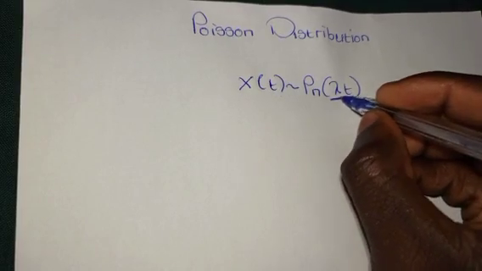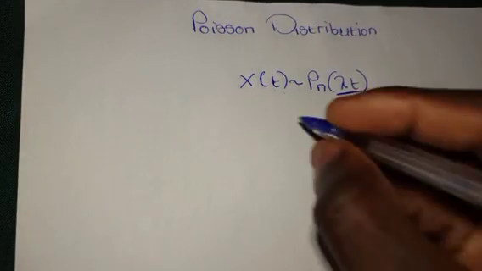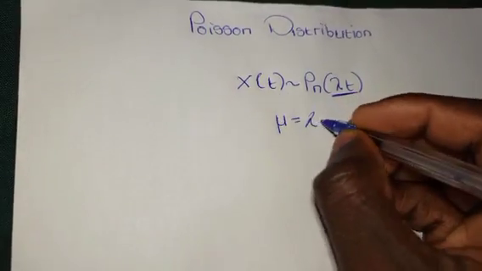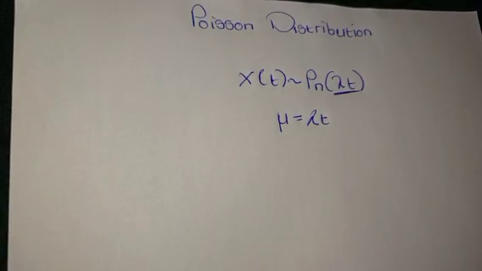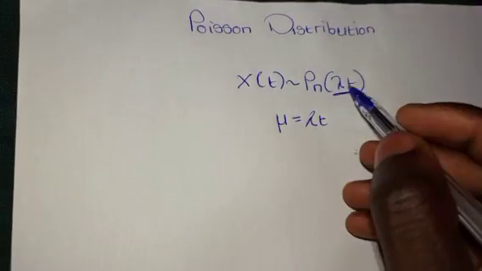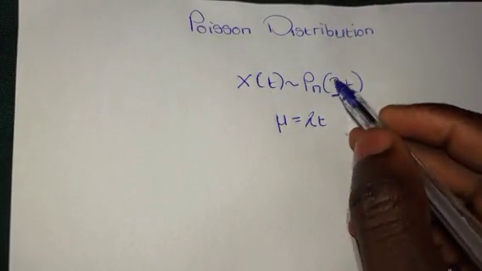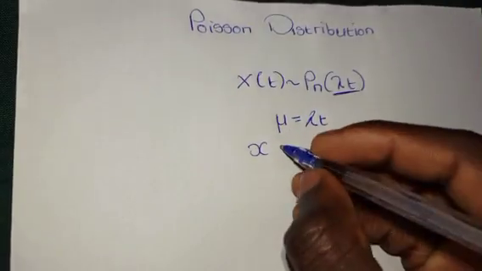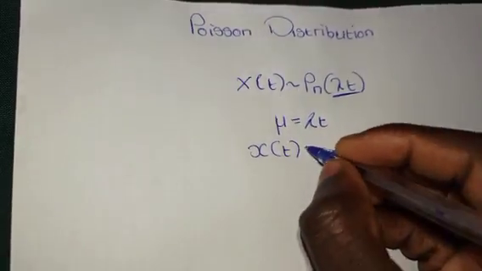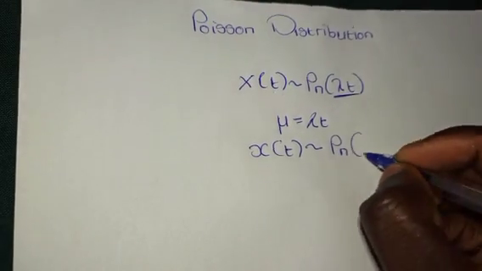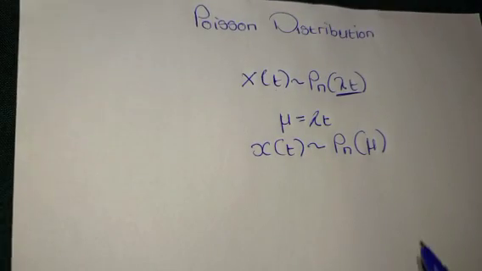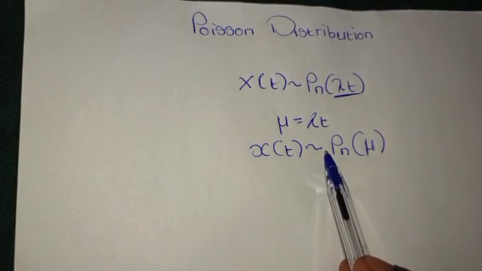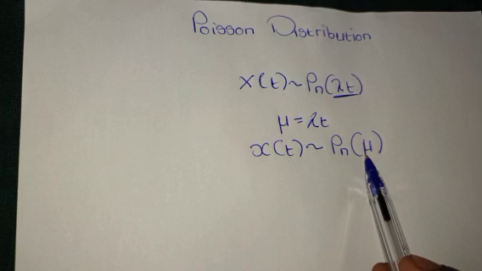When we are dealing with this, we need to understand one thing. We'll make this to be any non-letter, but we'll call it mu. So mu is equal to lambda times time. With my mu here, I have replaced lambda and time with mu. So I can rewrite this expression as T equal to Pn with my mu here. This is now reading to say the random variable T has a Poisson distribution with parameter mu.